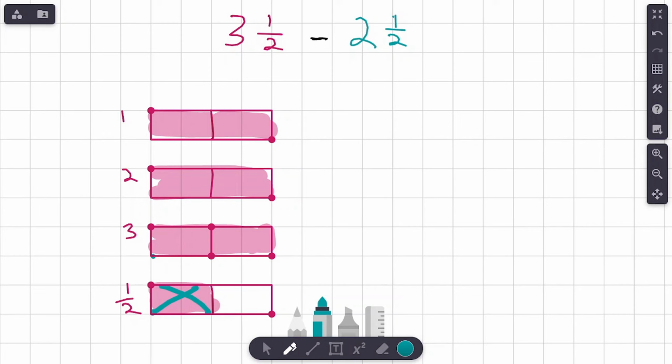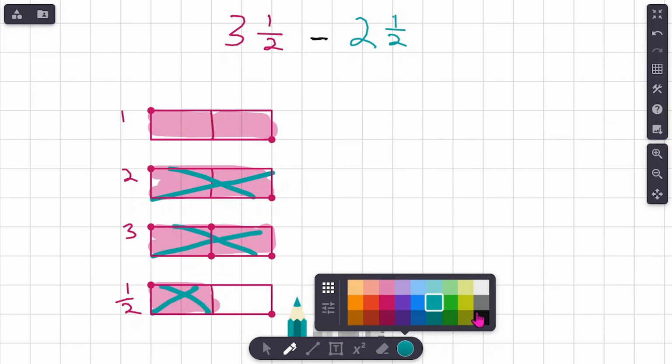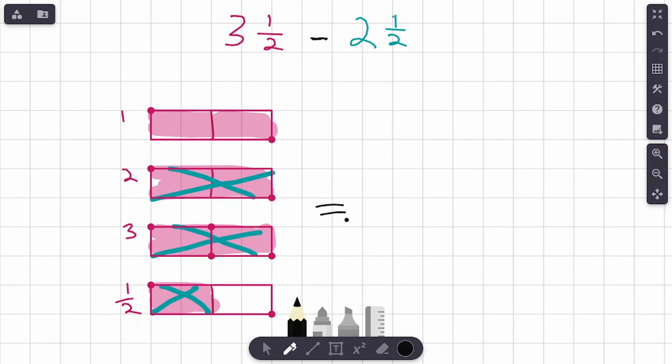So let's do that. Here is 1 whole I'm going to mark out. Here is 2 wholes I'm going to subtract. Okay, I subtracted 2. There's 1/2. Now my question to you is, how much do we have left? When we subtract 2 1/2, how much do we have left? Well, look at our model. What do we still have in our model over here? The only thing we still have left is 1 whole. That's all we have left. We only have the number 1 left.